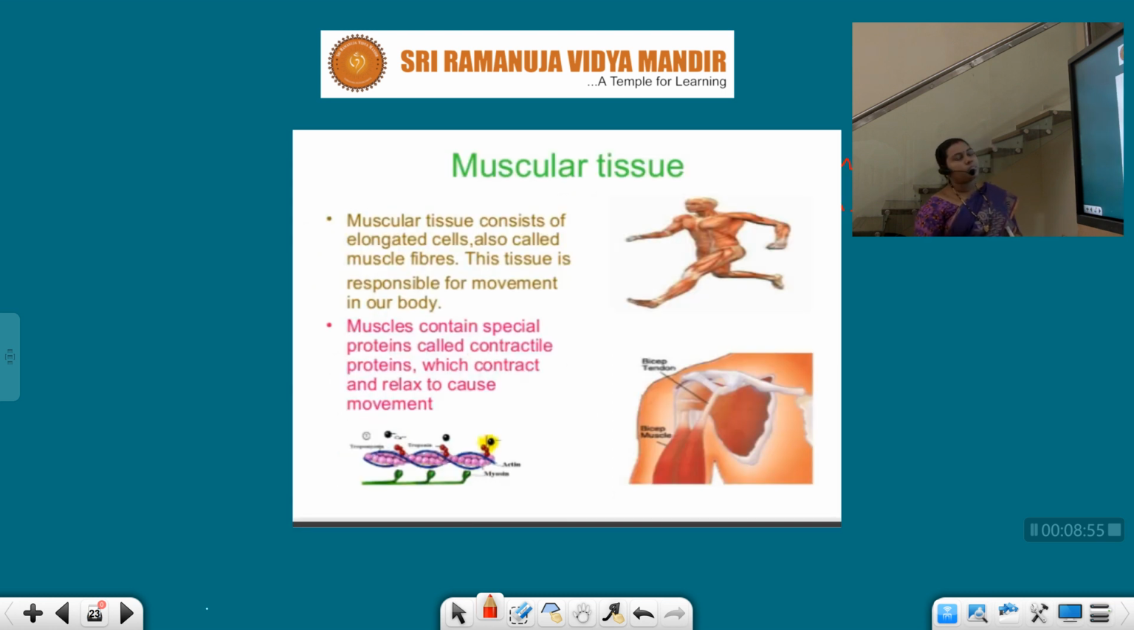Now, next students, muscular tissue. Muscle tissue consists of elongated cells called muscle fibers. So far we discussed epithelial and connective, and this is the third type of tissue, that is muscle tissue. Because of this muscle tissue only, we are able to do all our routine works like walking, running, lifting luggage and all. So locomotion, mainly the movement of the organism, is exhibited with the help of muscular tissues only. This muscular tissue is made up of muscle fiber.